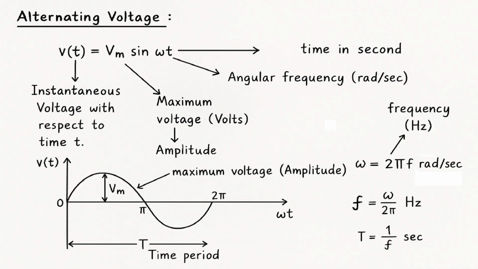To recap, alternating voltage is a voltage that changes its value and direction in a smooth, repeating cycle. This cycle is perfectly described by the sine wave equation. Vm is its peak value or amplitude. Omega and f describe how fast it cycles, and T describes how long one cycle takes. All these concepts are interconnected and give us a complete picture of alternating voltage.